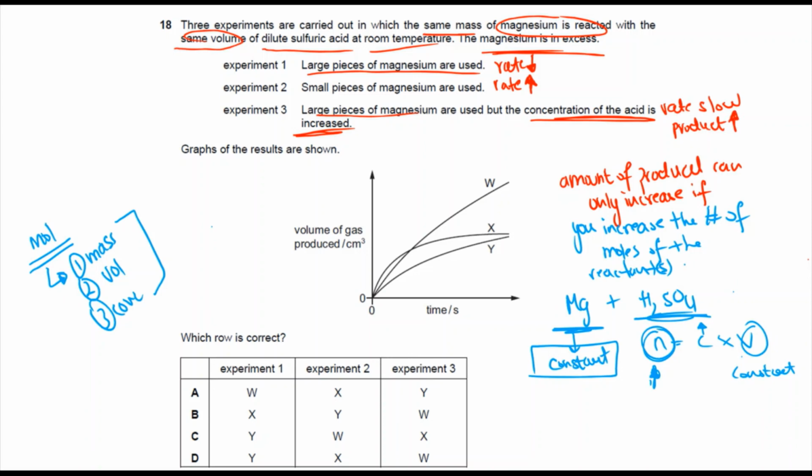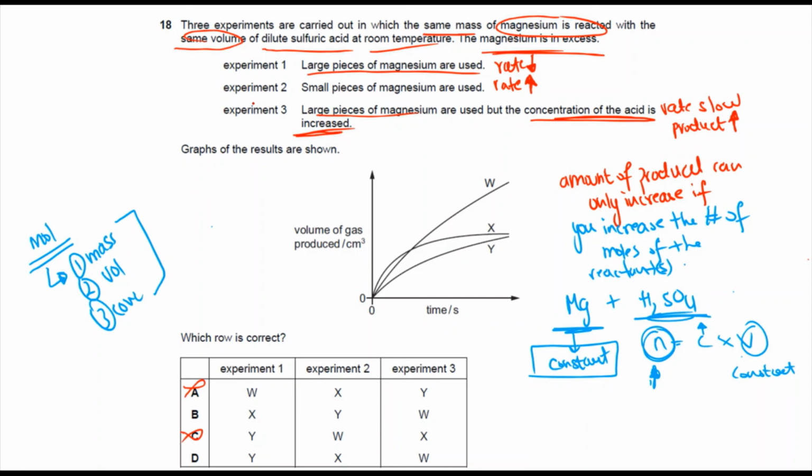Now let's look at the options. Which row is correct? Experiment 1. Experiment 1 थी large pieces of magnesium are used. पहले हम 3 को कर लेते हैं, ज़्यादा आसान. I said rate is slow, product is more. We only see the graph W showing that. तो experiment 3 तो W है, तो उससे A और C चले जाते हैं.